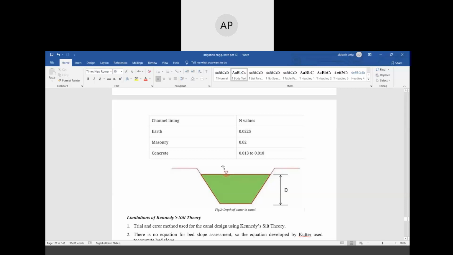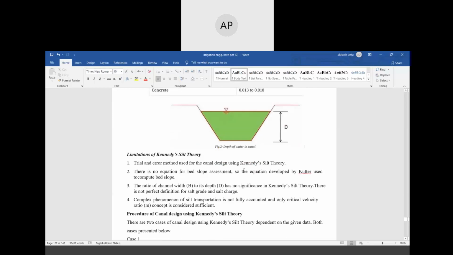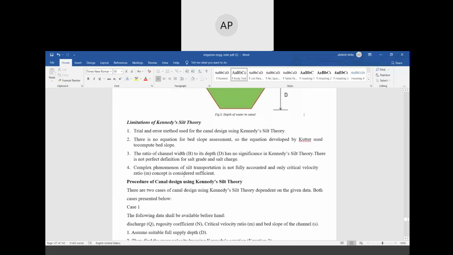So concrete channels have less value. Again, in Kennedy's theory, there are some drawbacks also. So what are the drawbacks?